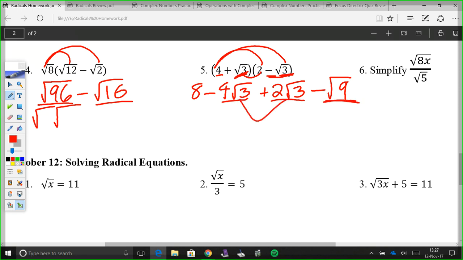You have this that will simplify, because it is a perfect square. And once you simplify that, you'll be able to combine those like terms as well. 8, and then whatever this number is.